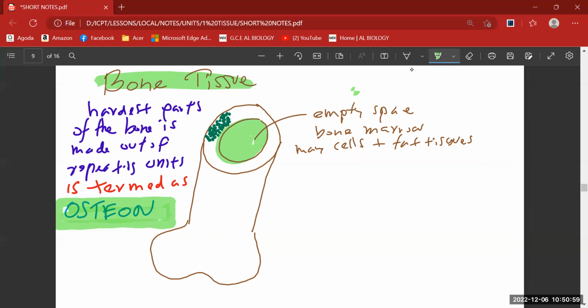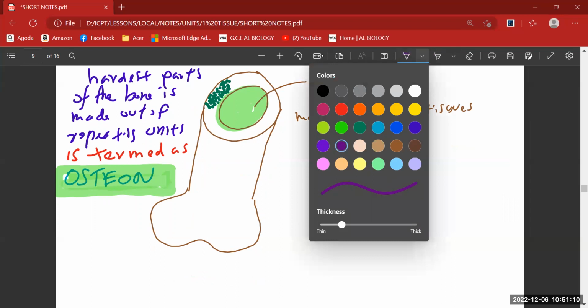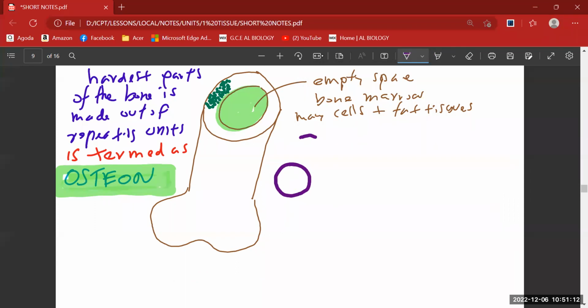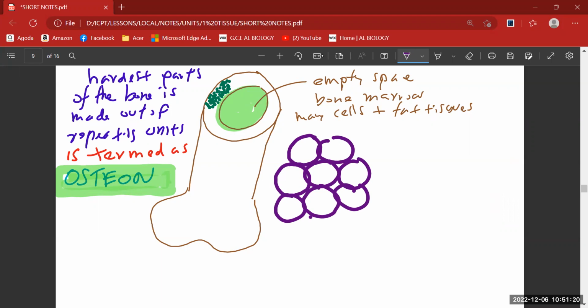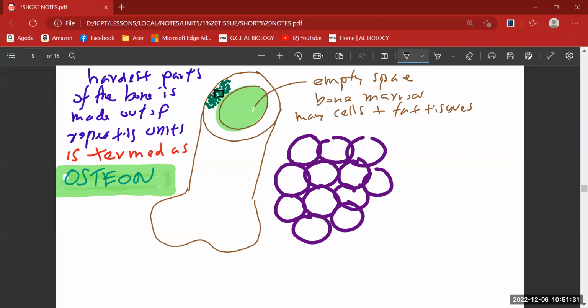Let's see now how the osteon looks. If you look at osteons, they are organized like this. If you look at a small place like this, the osteon looks like this.